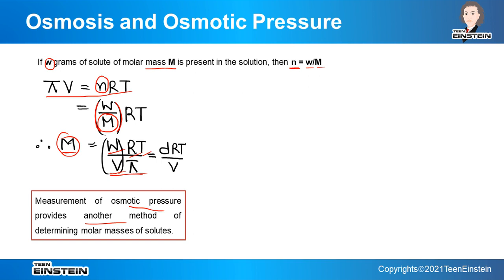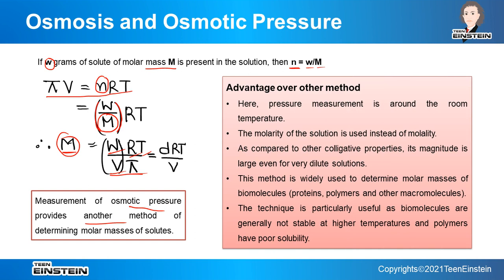Next, this colligative property, that is the fourth colligative property, has some advantages if we compare it with the other three colligative properties, that is lowering of vapor pressure, elevation of boiling point, and freezing point depression. So what are those advantages? First point, pressure measurement is done around room temperature. So we don't have to increase or decrease the temperature. That is not required, because the whole process can be done at room temperature.